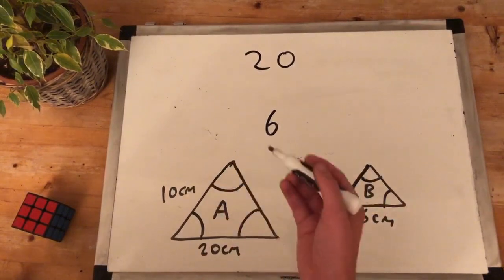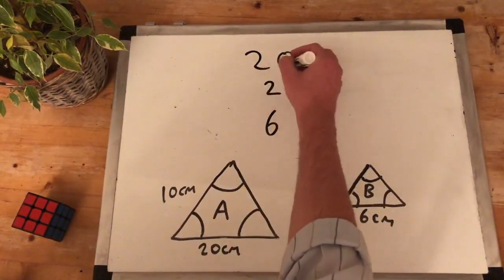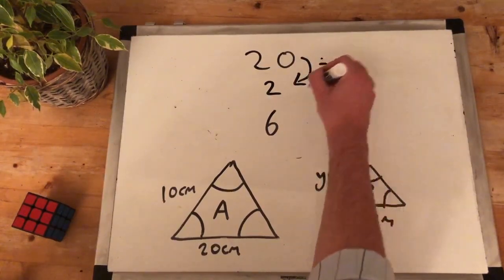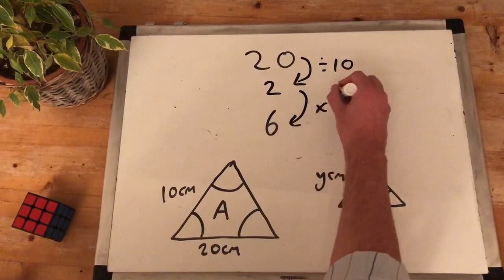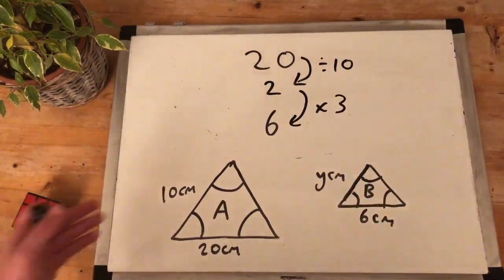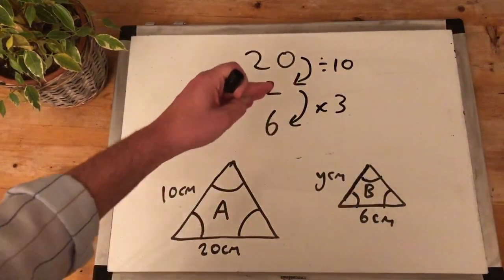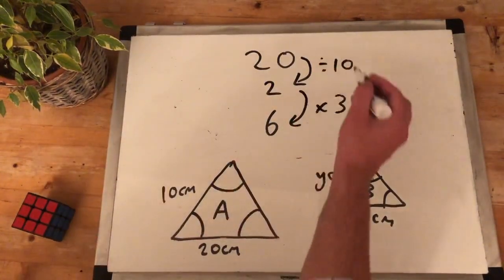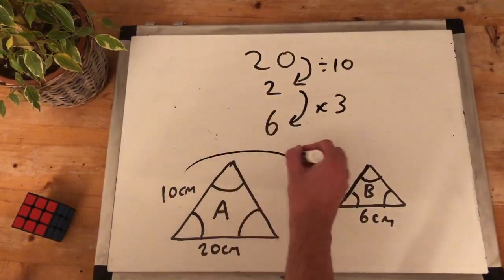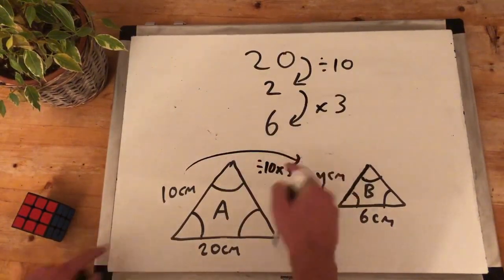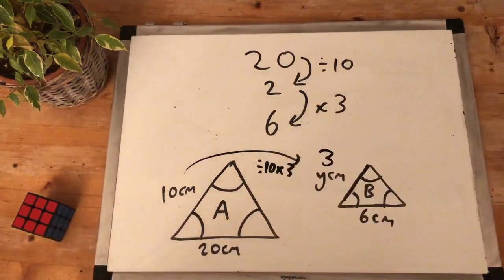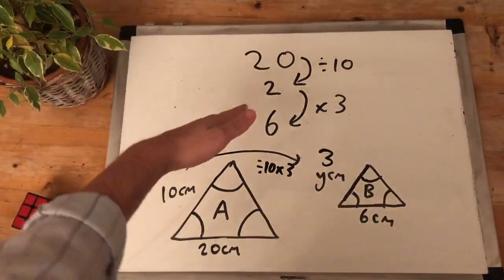Automatically, I'm thinking they're both even, so 2 is a nice pit stop. How do I get from 20 to 2? Divide it by 10. How do I get from 2 to 6? Times it by 3. So how do I get from 10 to Y? I do what I did here. Divide it by 10, times it by 3. 10 divided by 10 is 1. Times 3 is 3. So Y is going to be 3 centimeters. And that's how we solve it, using multiply and divide and taking this pit stop here.